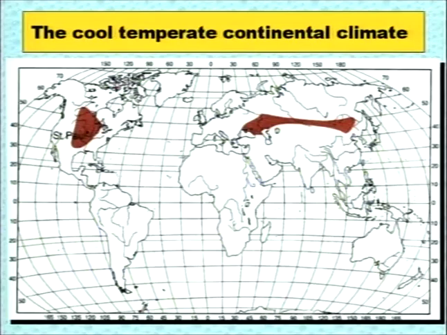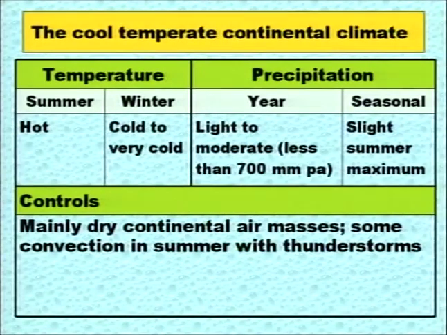Okay, now to the summary of this type of climate. We look at the temperature for the summary. In summer, it is actually hot. In winter, cold to very cold. If it is cold to very cold, then obviously the temperatures definitely go below freezing. So you expect to find temperatures such as minus 15, minus 20 degrees, etc., to also occur during the winter times.